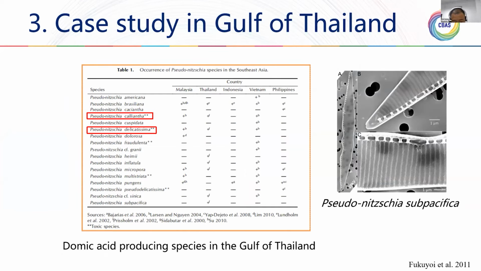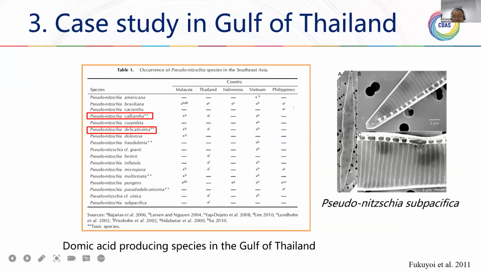As many as 26 Pseudo-nitzschia species are known to produce the neurotoxin domoic acid. Only two toxic Pseudo-nitzschia species, Pseudo-nitzschia calliantha and Pseudo-nitzschia delicatissima, have been reported in the Gulf of Thailand. In contrast, 6 toxic Pseudo-nitzschia species have been reported from Malaysian waters, suggesting that more toxic Pseudo-nitzschia species may occur in the Gulf of Thailand.